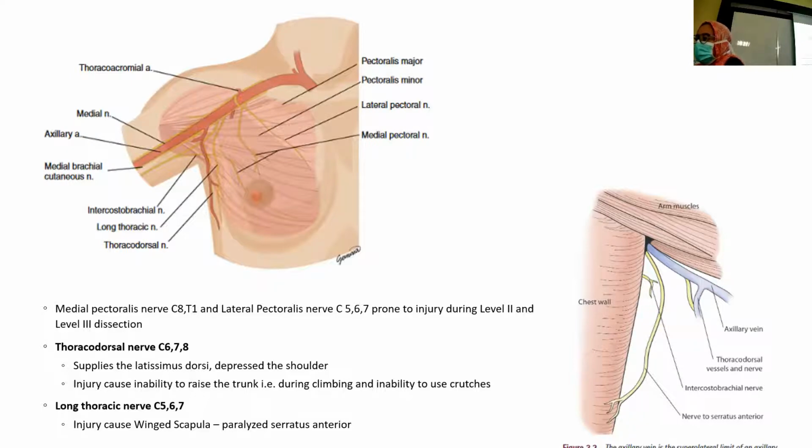So long thoracic nerve, C5, C6, C7, let's have a look. So this is the long thoracic nerve, and you've got your thoracodorsal nerve here. The long thoracic nerve supplies the serratus anterior. So injury to this nerve will cause winged scapula.